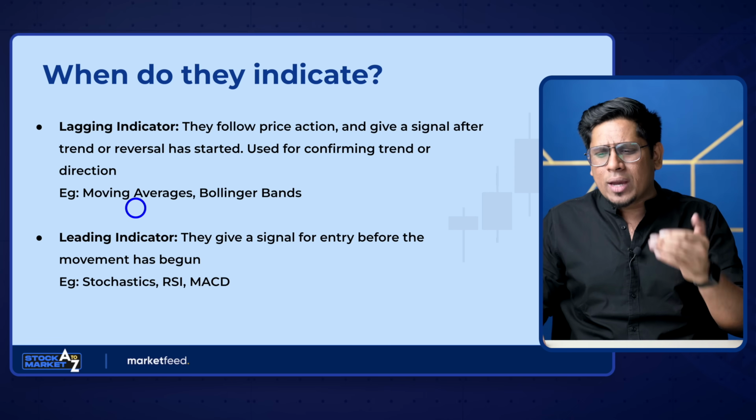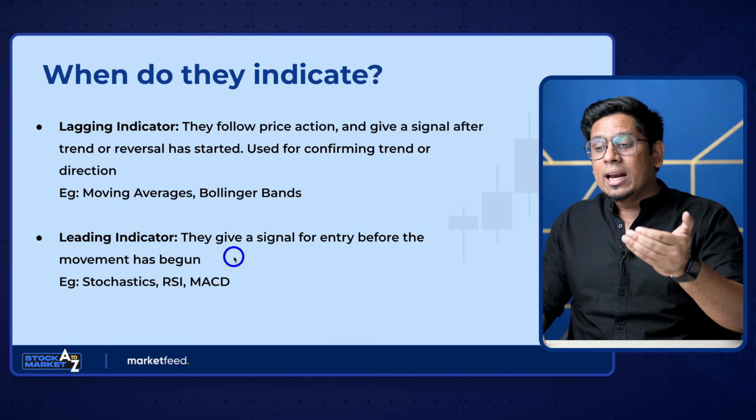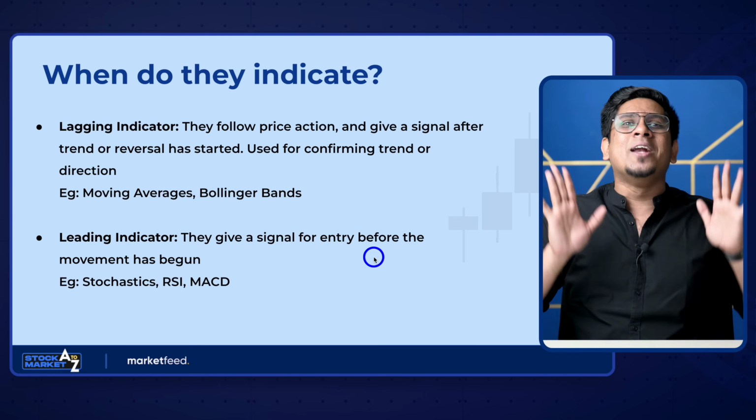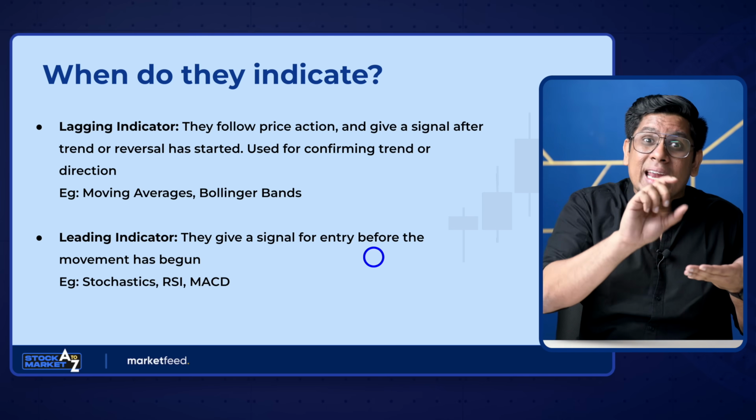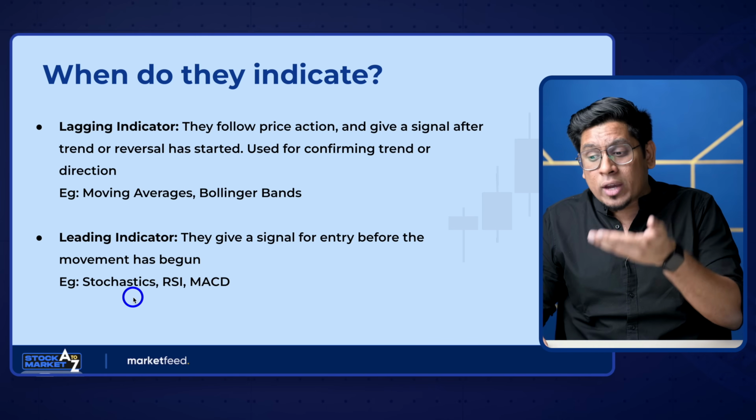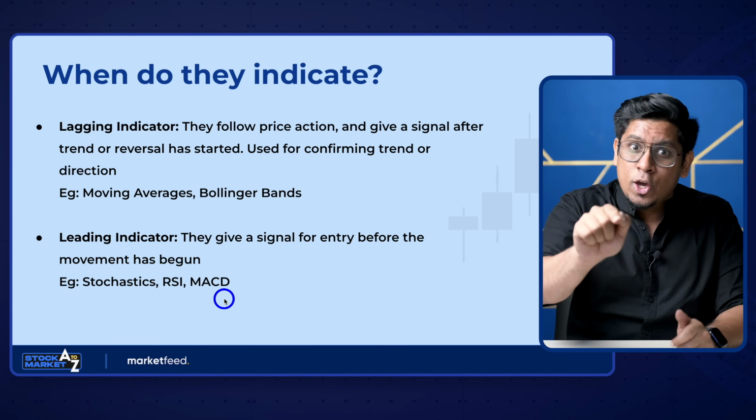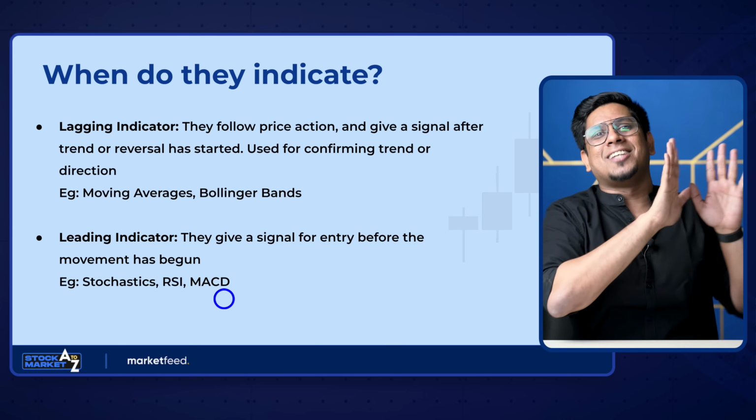Now if you understand that, you can easily understand what leading indicators are. Leading indicators are technical indicators that give us a signal for entry even before the movement has begun. Even before the movement has begun. That is, they are giving an indication in a leading way, even before it has happened. For example, stochastics, RSI and MACD are technical indicators which will tell you an uptrend has started or is about to start, even before it has started.